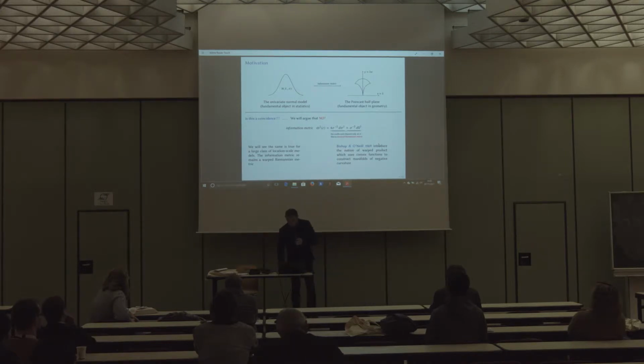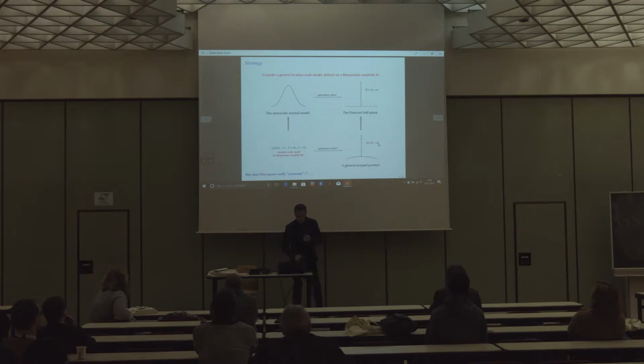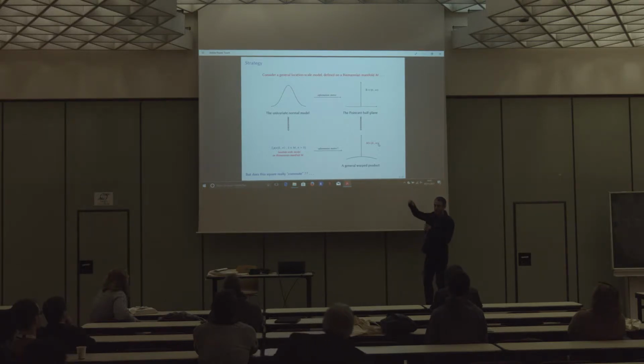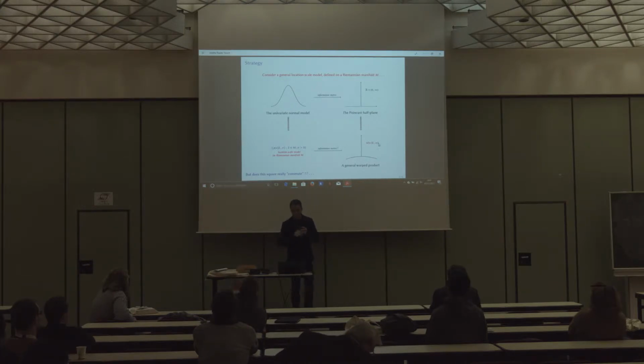So in order to implement this intuition, I will follow a strategy, which is to replace the univariate normal model with its parameter space, which is the half-plane, by any location scale model defined on a Riemannian manifold. So the parameter space will be, visually, a kind of generalization of the half-plane, except the fibers are copies of the manifold M instead of being horizontal lines. The question is, will the information metric down here continue to be a warped metric? In other words, does this square commute? And the answer is yes.